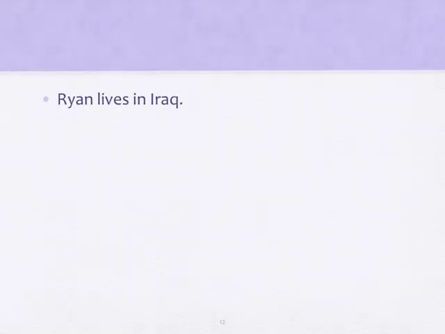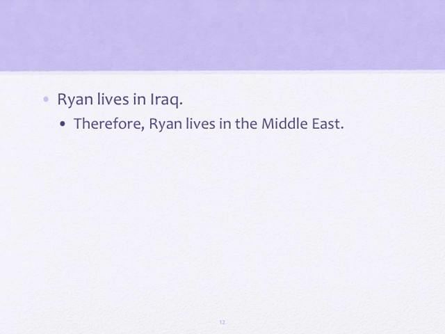Okay, let's practice a little bit. Here's a premise. Ryan lives in Iraq. Therefore, he lives in the Middle East. So the argument overall isn't good because there's at least one false premise. There's only one premise, and it's false. I don't live in Iraq. I don't think I would enjoy that, especially right now.